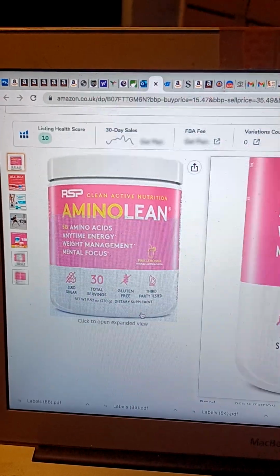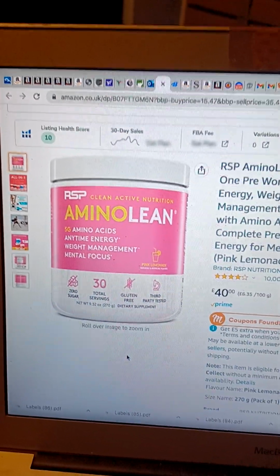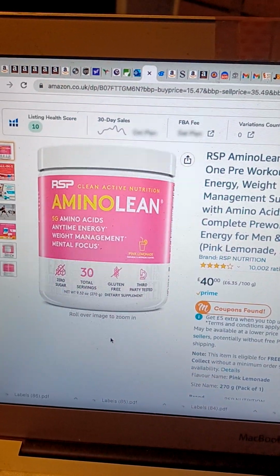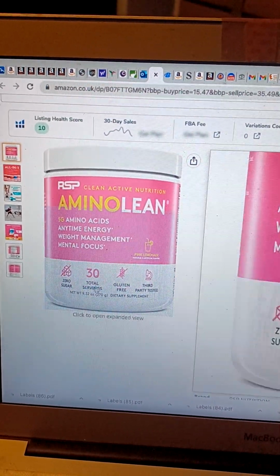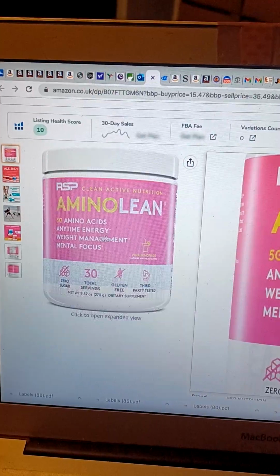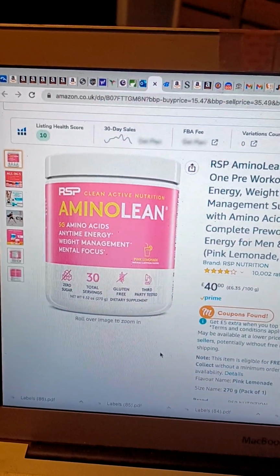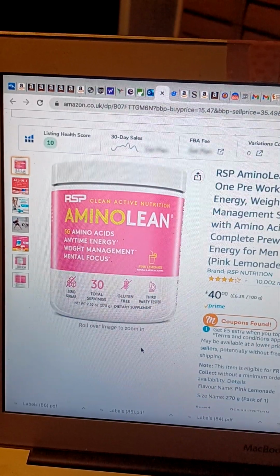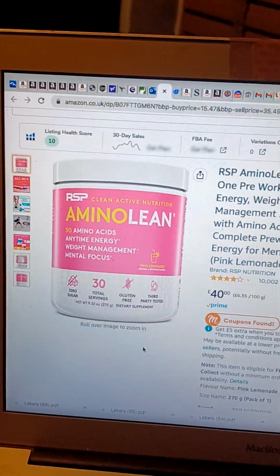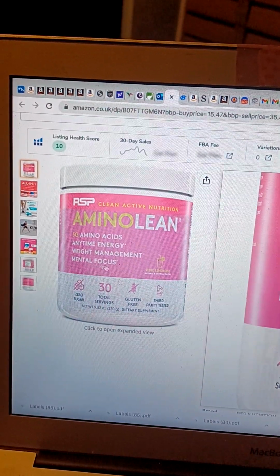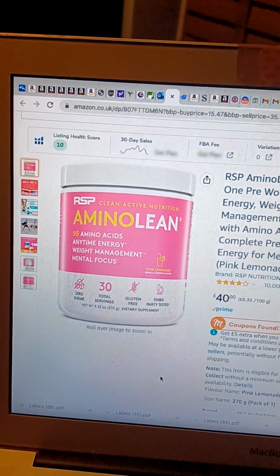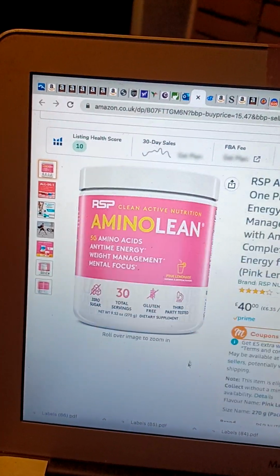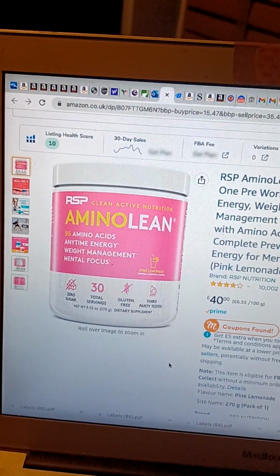Amino acids, enzyme energy, weight management, and mental focus. It's the beginning of 2023. Everyone is working every second of every day. So let's get some anytime energy. Yeah, this stuff's gonna fly. Of course it is. Weight management, we've got a world built around how we look, so weight management's a massive thing. Mental focus, we've got a world full of people who can't focus to various degrees. So yeah, mental focus. This is something people will have on their shelves.